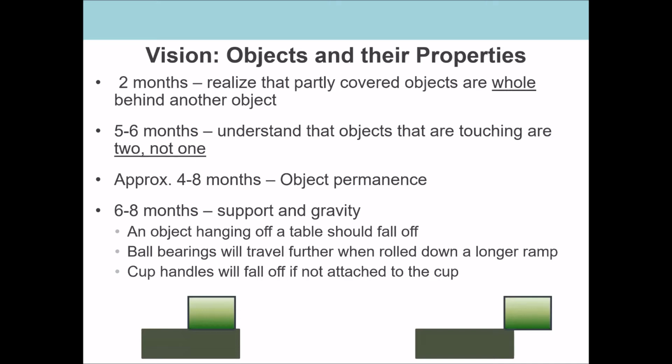The one on the left, the top green box is clearly supported and nothing funny is going on there, but on the right-hand side, the green box looks like it should be tipping off of the table, and they will show surprise at that figure. They will show an understanding that things should be supported and should fall off at least by 6 to 8 months. They'll also show an understanding that ball bearings will travel further when rolled down a longer ramp, and also that cup handles should fall off if they're not actually attached to the cup, that they need that support.